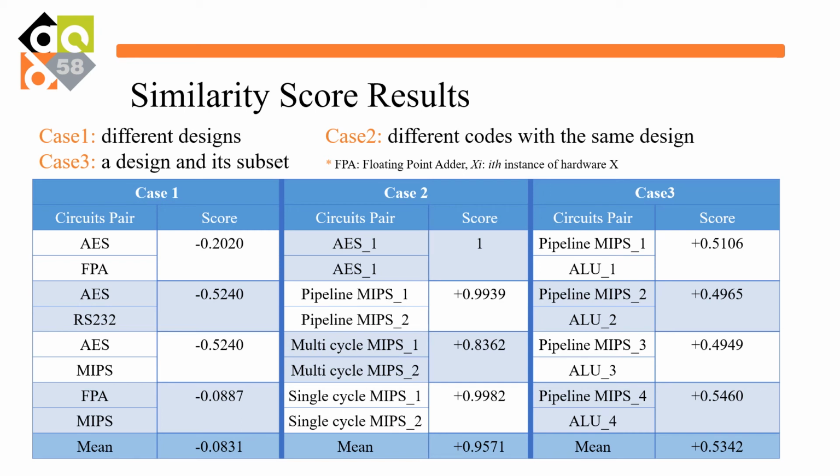And in case 3, we want to evaluate what happens if one design is a part of another design. For example, in the pipeline MIPS design, we have a unit called ALU, and when we compare these two Verilog codes together, we see that the score is around 0.5, which means that they are not totally different, but they are not exactly the same. It is also very intuitive that we can find out whether a sub part of the IP is used in another design or not.